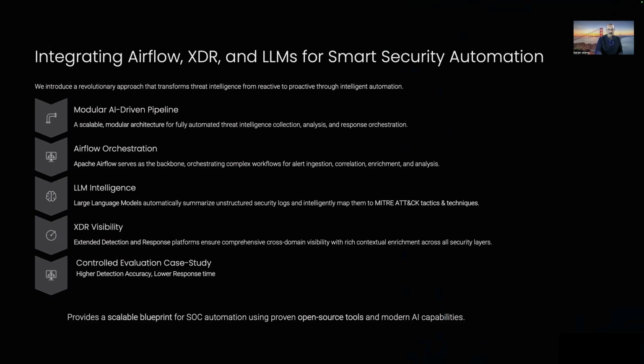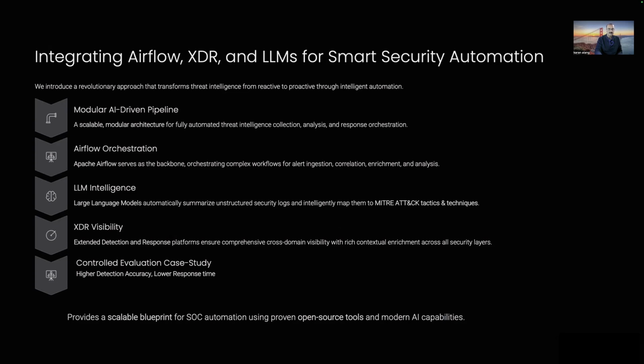The architecture itself is a modular AI-driven pipeline. We are going to use Airflow for orchestration. It is essentially the backbone, orchestrating complex workflows for alert ingestion, correlation, enrichment, and analysis. We're going to use LLM intelligence, essentially to summarize unstructured security logs and intelligently map them to MITRE ATT&CK's TTPs. We'll look at MITRE ATT&CK and TTPs a little bit later in the next few slides.